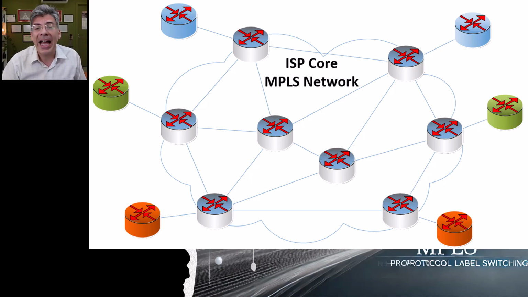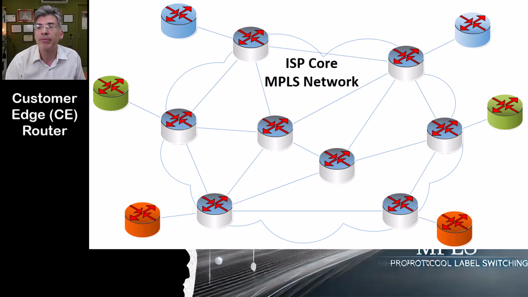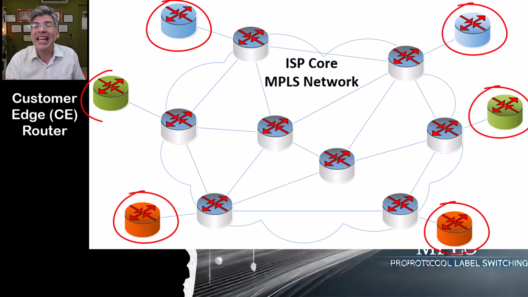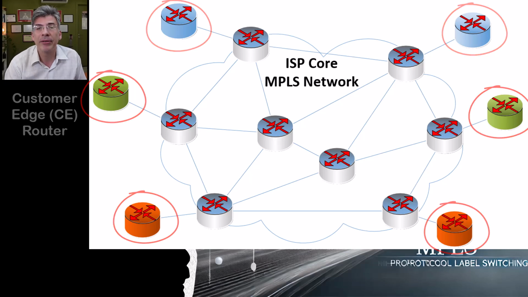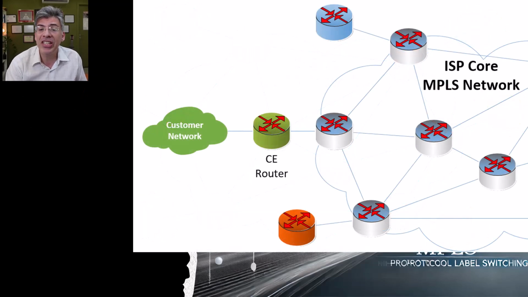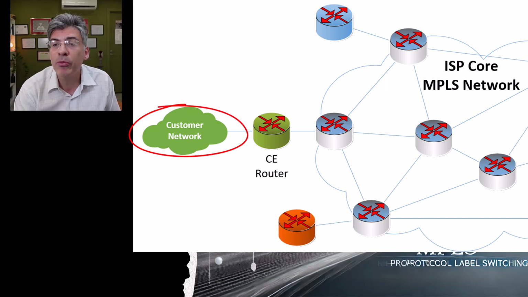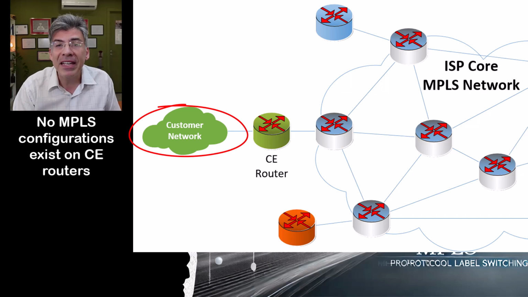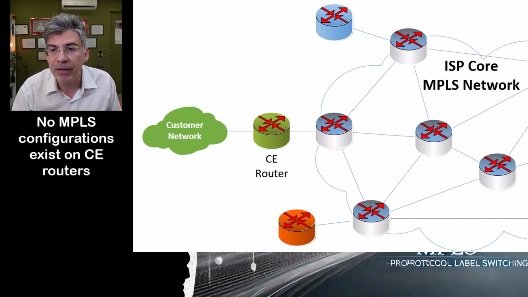Now, the first thing we'll look at is what we call the customer edge router, or the CE router. These here are all CE routers. These are the routers at the edge of the customer network. They are equipment provided typically by the customer at their own sites, and they connect to the MPLS network. Now, behind each CE router, we have the rest of the customer network at that particular site. Now, these routers are completely oblivious to any MPLS configuration. They don't know anything about MPLS.